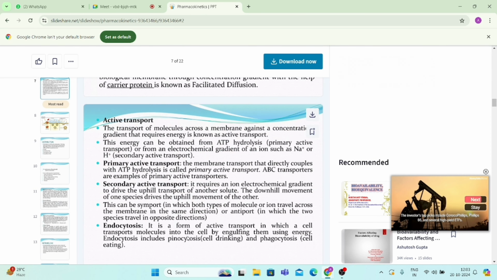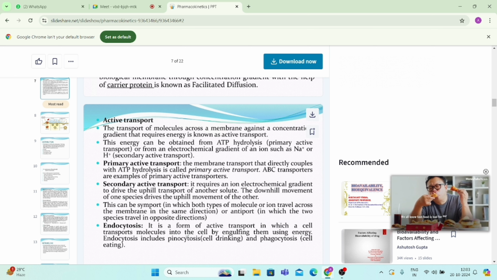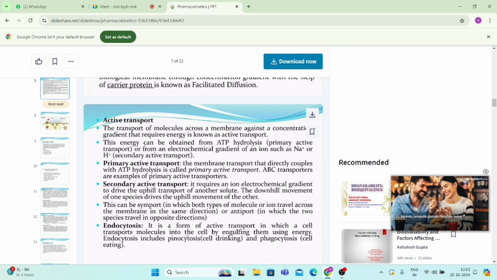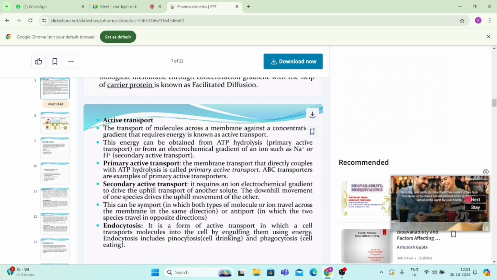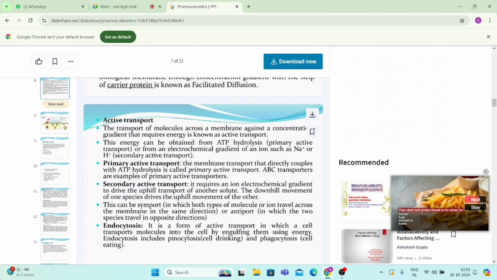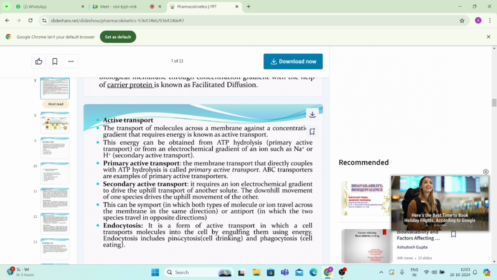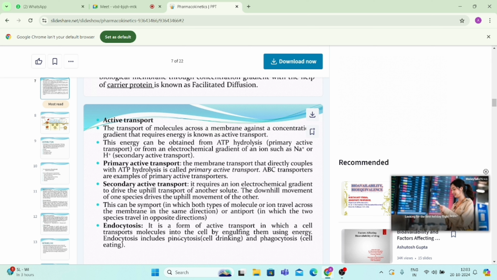Next we have active transport. Active transport, I already told you. Here the drug will be moving against the concentration gradient, going forward by overcoming resistance. So that is the reason it requires energy, and that energy will be provided through ATP in the body. Again, this active transport is divided into two types: primary active transport and secondary active transport.